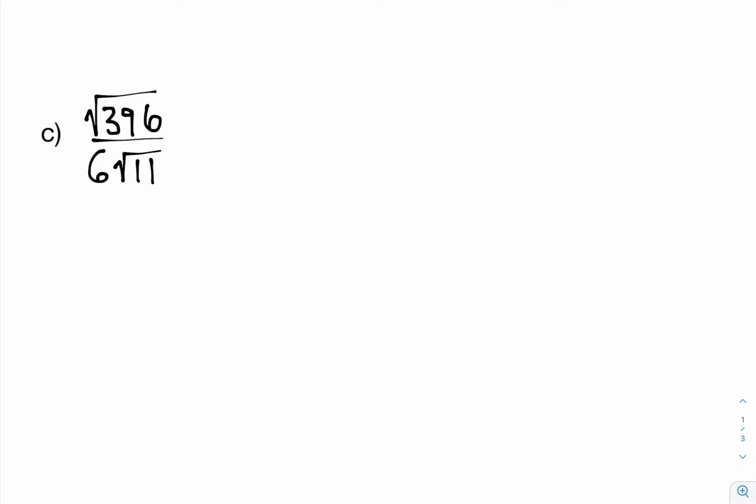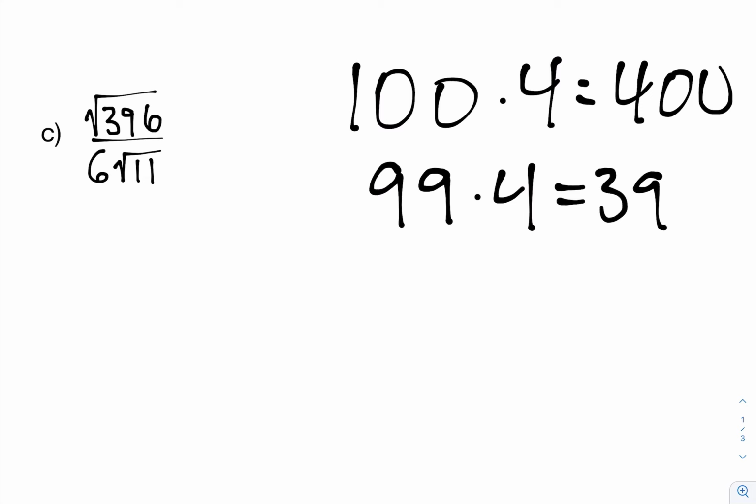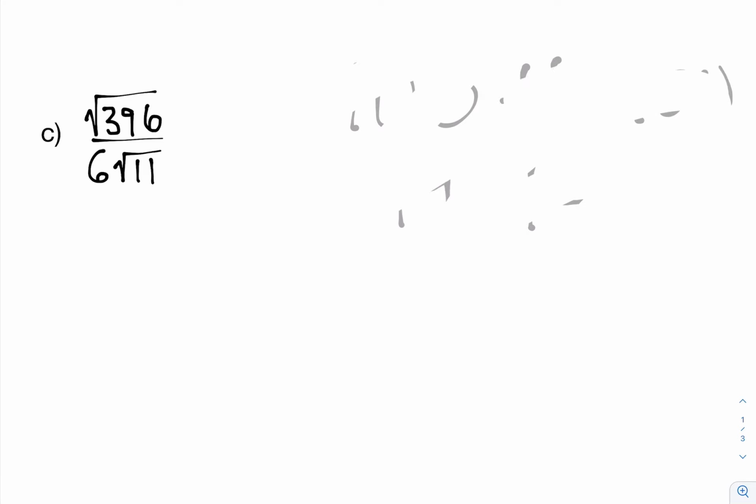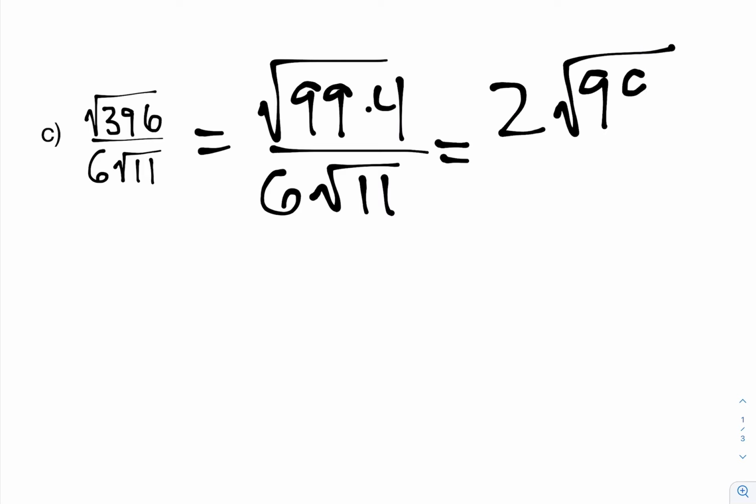So I know that 100 times 4 is 400. If we lower this 100 by 1, 99 times 4, that must mean that the 400 is 4 less, so it's going to be 396. So without using my calculator, I know that 99 times 4 is 396. So this is the same as 99 times 4 over 6 root 11. This root 11 here, we can't simplify, so we're going to leave it. But what's good is that the square root of 4 is 2, so if we bring this 2 out, it's going to be 2 times the square root of 99 over 6 times the square root of 11.